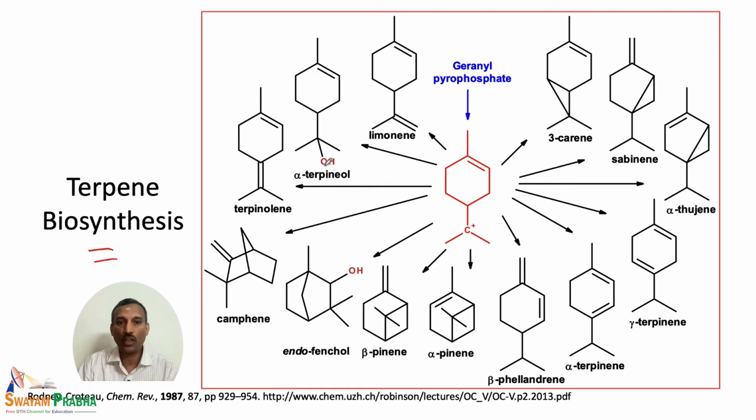And of course, when we talk about the hydroxy unit, there is a carbocation here and this carbocation is attacked by a water molecule, and that leads to the formation of the hydroxy derivative. So, alpha terpineol or endofenchol are some of the compounds which are formed by the addition of a water molecule to the carbocation. And all the other reactions are basically loss of a proton that leads to the formation of a double bond. So, the double bonds, or even in some cases the cyclisation, are responsible for the different skeletal structures.